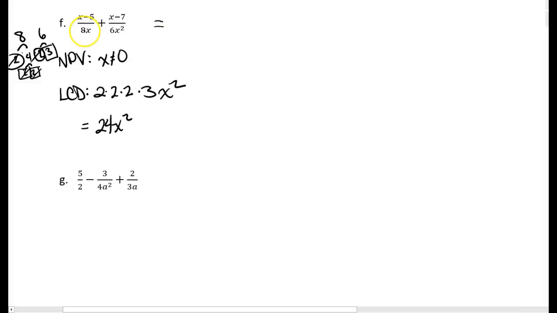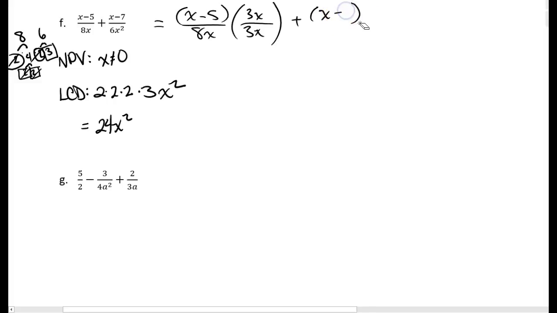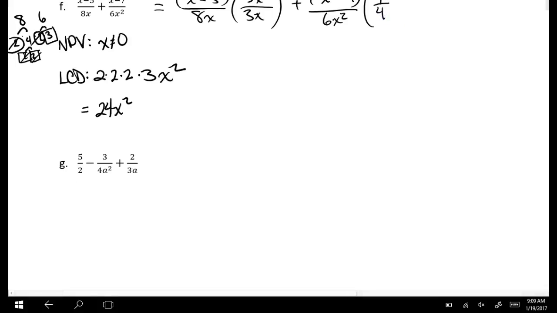So we've got 8x, so we need to multiply by 3 to get to 24, and we need to multiply by x to get x squared. For my second term, I've got 6 already, so 6 times 4 is what's going to get me to 24, so that's what I'm going to do. And then I'm also going to look at x. It's already x squared, so I'm not going to need to do anything else. So it's just 4 over 4 for that one. Sorry.